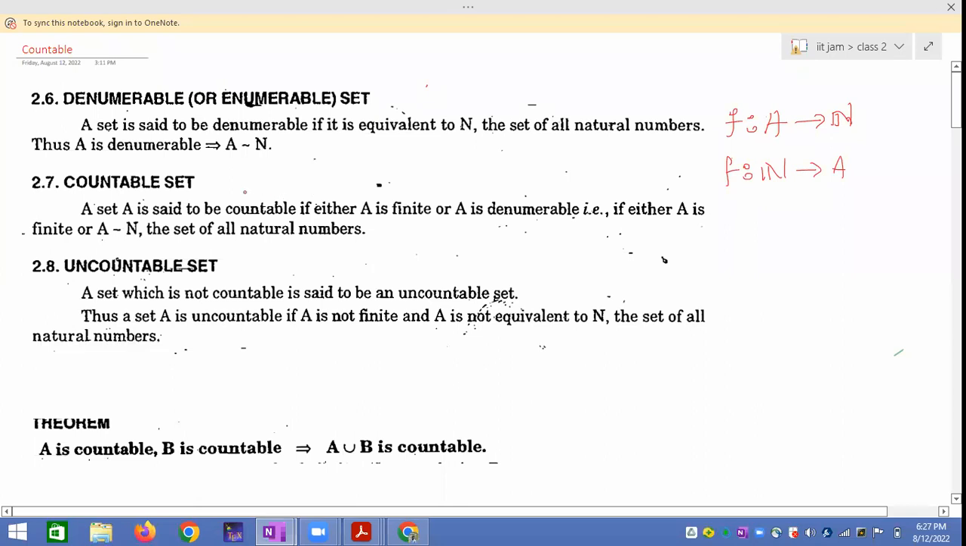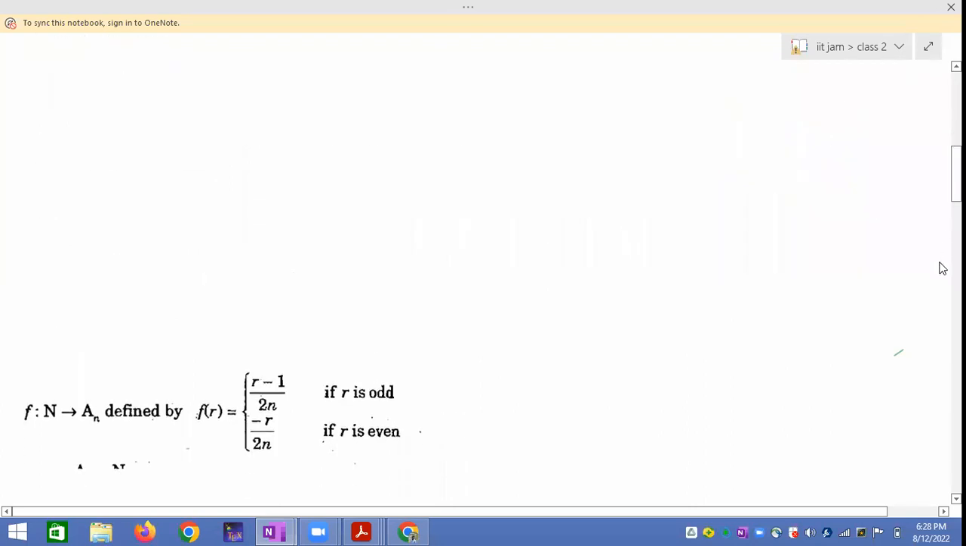What is a countable set? A set A is said to be countable if either A is a finite set or a denumerable set. What is the meaning of denumerable? There exists a bijection from the natural numbers to this set. For a set to be countable, A has to be finite, or there exists a bijection from the natural numbers to that set. At that time, we can say A is countable.